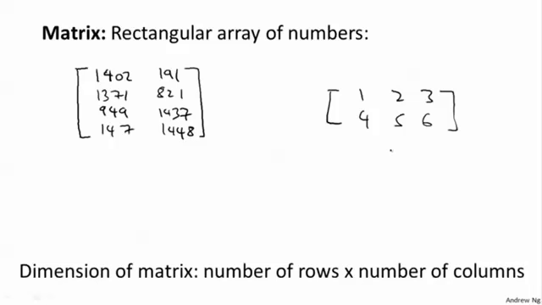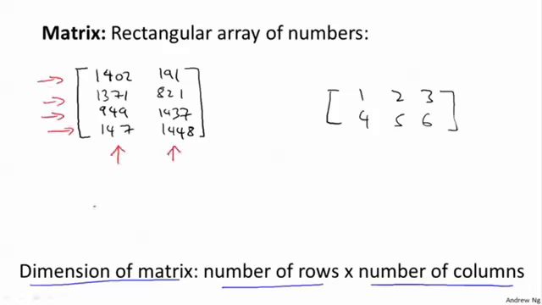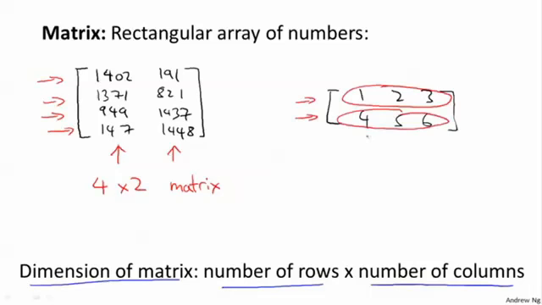The other piece of terminology we need is that the dimension of a matrix is going to be written as the number of rows times the number of columns in the matrix. So concretely, this example on the left has 1, 2, 3, 4 rows, and it has 2 columns. So I'm going to say this is a 4 by 2 matrix, okay? Because it's number of rows by number of columns, so 4 rows, 2 columns. This one on the right has 2 rows, so that's the first row, that's the second row, and it has 3 columns, right? That's the first column, that's the second column, that's the third column.